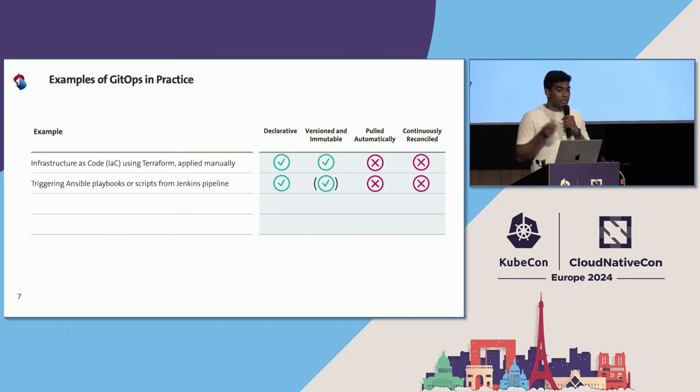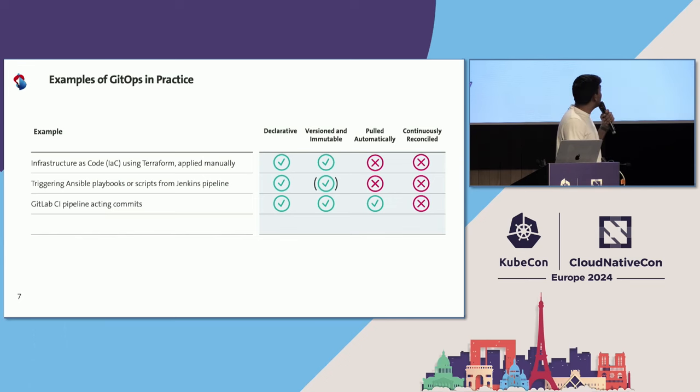The first one is infrastructure as code using Terraform, applied manually. I think most of you have used Terraform configuration. The second is very similar to our setup, which we will go through next: triggering Ansible playbooks using a Jenkins pipeline. With these two examples, what you see is the configuration is done in a declarative way. It's versioned and version controlled, but it's not harnessing the full GitOps power, right? So it's missing out the automation and the reconciliation aspects.